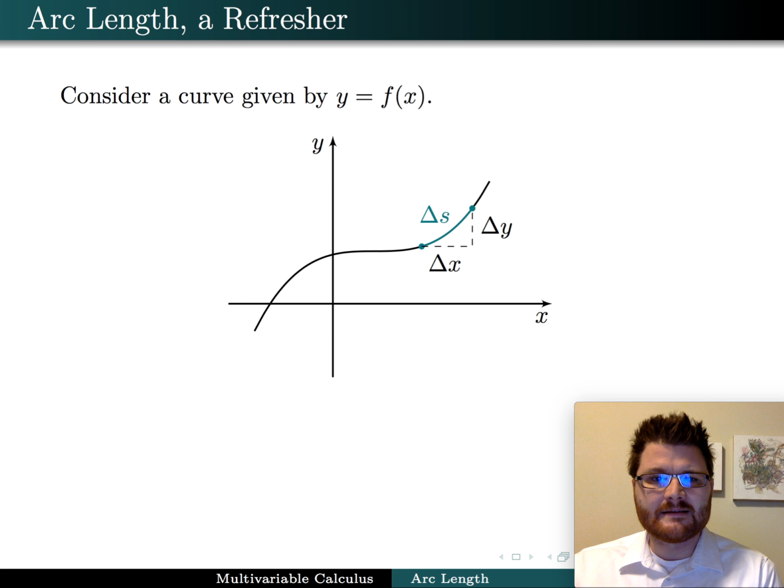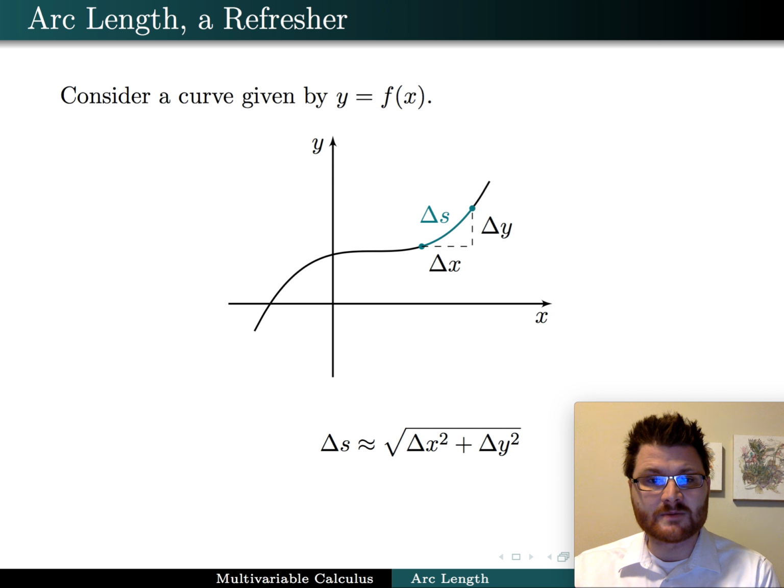then we can use the Pythagorean theorem to approximate delta s in terms of some change in x, delta x, and some delta y. And we know that as we take smaller and smaller pieces, we zoom in more and more, that portion of the arc that we're looking at gets straighter and straighter, and in the limit as we shrink it down, say delta x going to 0, we get the statement about differential ds in terms of dx and dy.